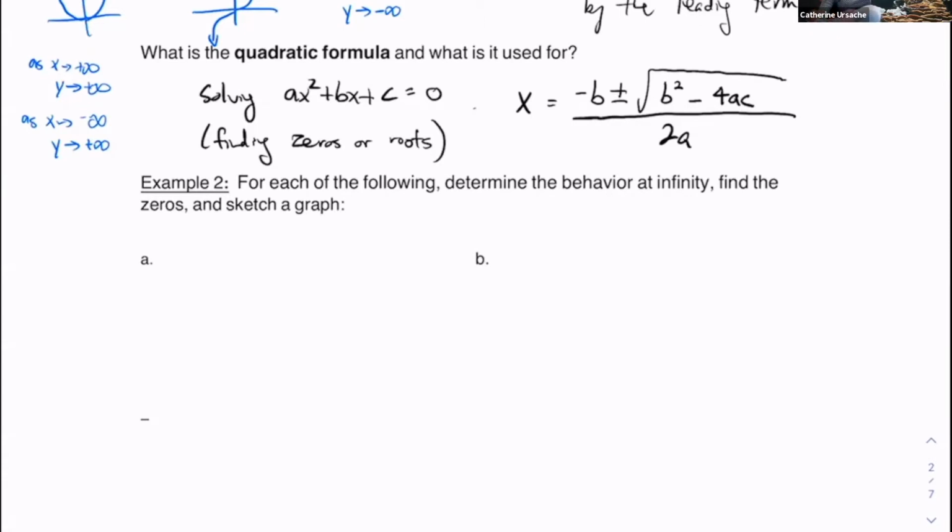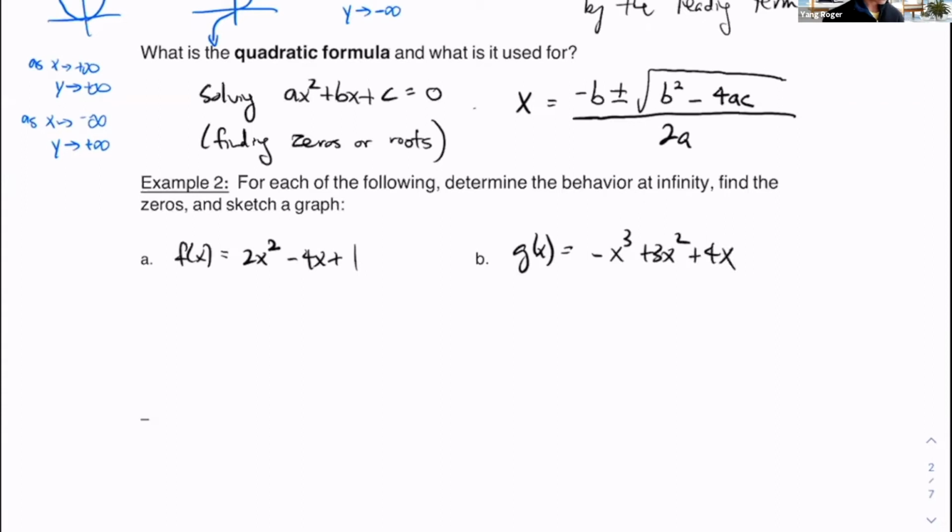This is f of x is equal to 2x squared minus 4x plus 1. And g of x is equal to negative x cubed plus 3x squared plus 4x. Okay.